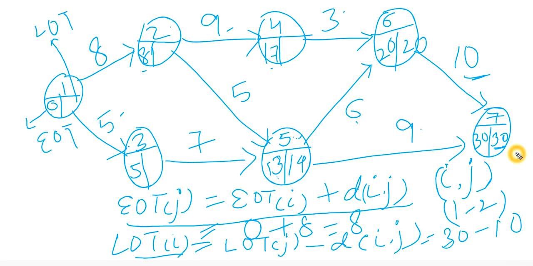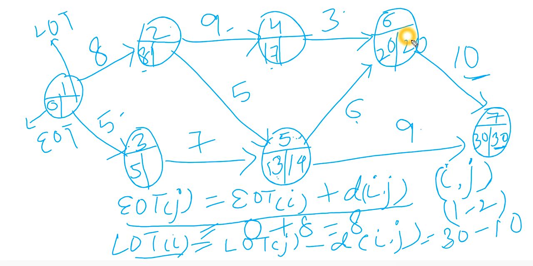Now there is one more question: why have I started like this, 7 to 6, why not 7 to 5? Keep in mind that whenever you are going with backward movement, always come to the immediate preceding activity, that is 6.